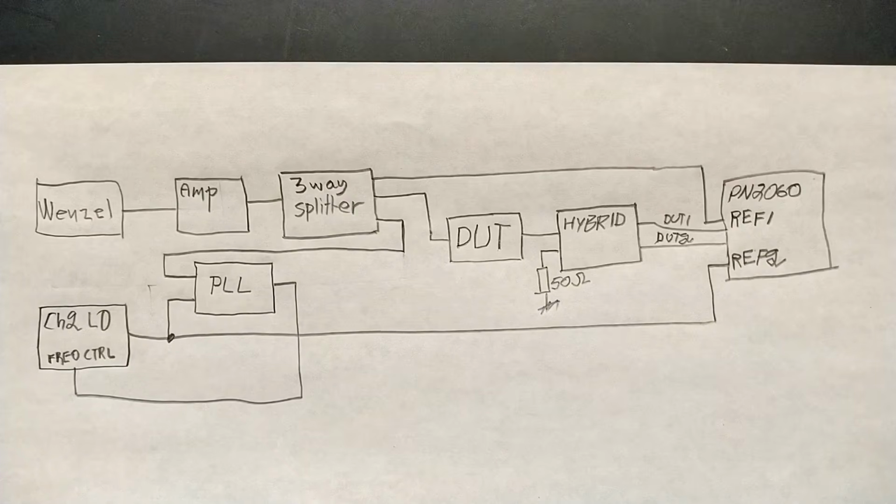To analyze the amplifier and the crystal filter or any other part of the system, I use this setup.